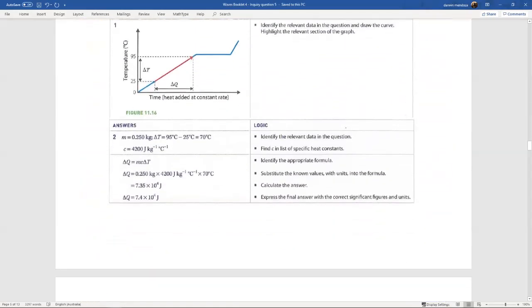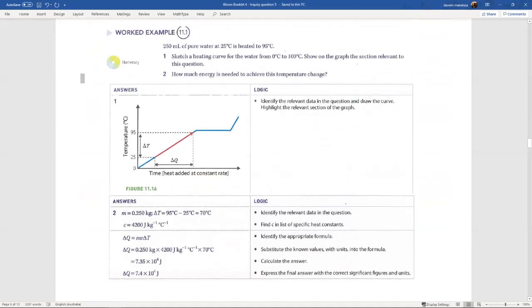So we've got that. Now we've moved on to the second part. It says how much energy is needed to achieve this temperature change. So you start listing your values. You've got 250 mils, which is equal to 0.25 kilograms.